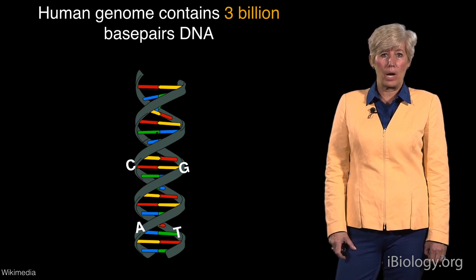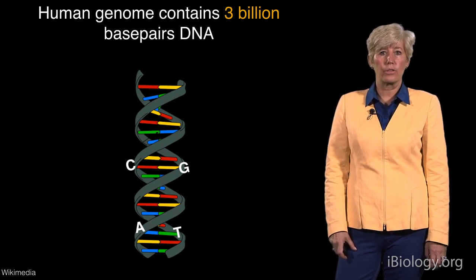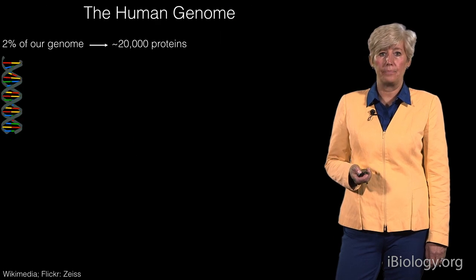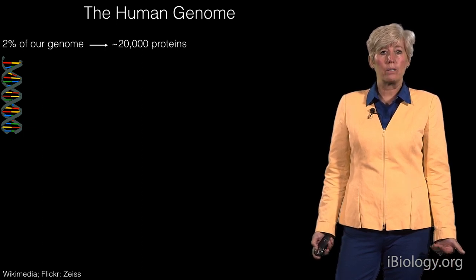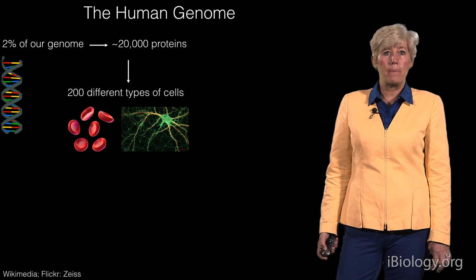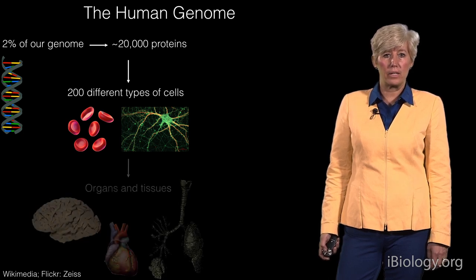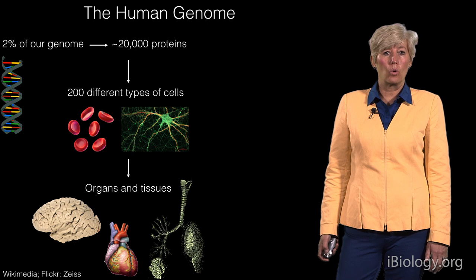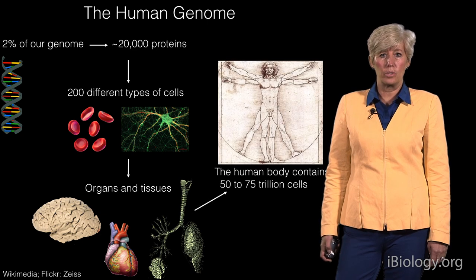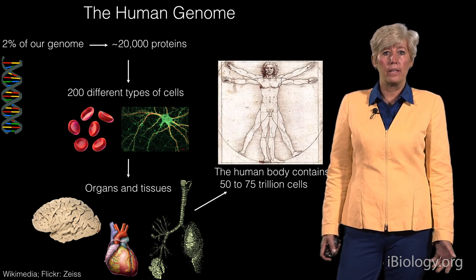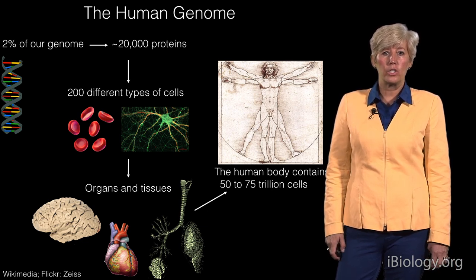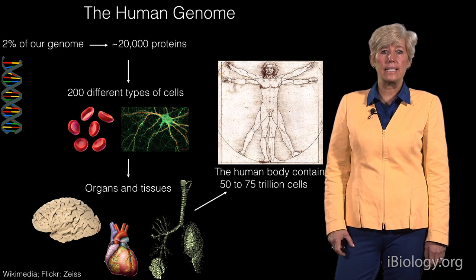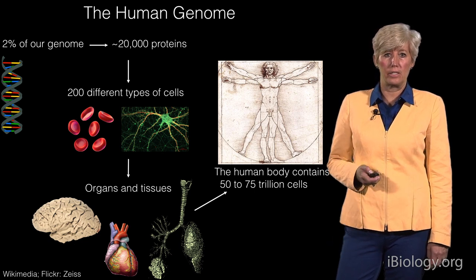So let's think about the problem. Our human genome contains 3 billion base pairs of DNA. Only 2% of our genome encodes for proteins, and that's about 20,000 proteins that make up the 200 different types of cells in our body. These cells then are organized into organs and tissues and ultimately form the complete human body. And our adult human body is estimated to contain approximately 50 to 75 trillion cells.